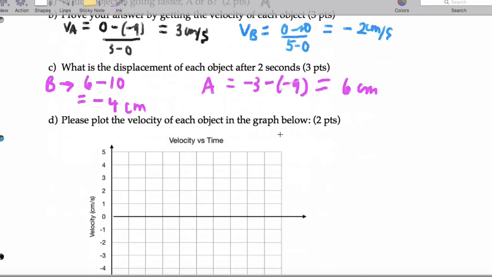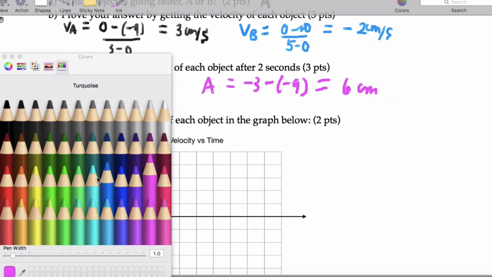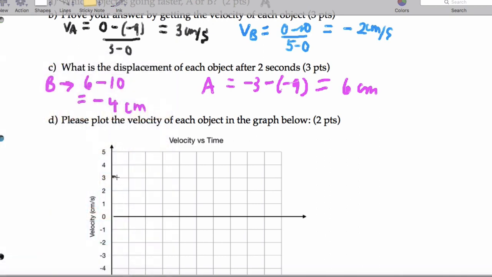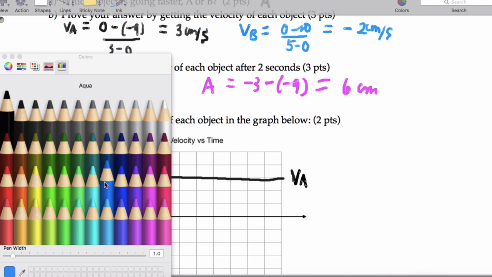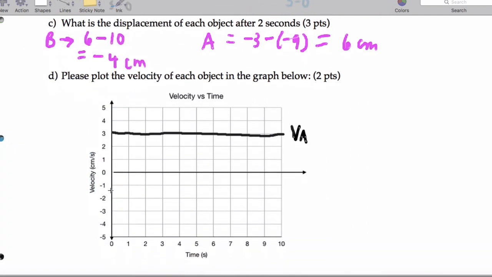Finally, we're going to plot the velocity in the graph below. So the velocity of object A is a full positive 3 centimeters per second. That's for A. And for object B, its velocity is -2 centimeters a second. So we'll go ahead and plot that here. So that's the velocity of object B.